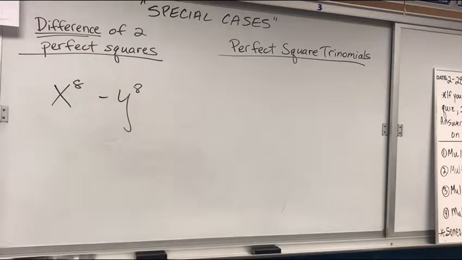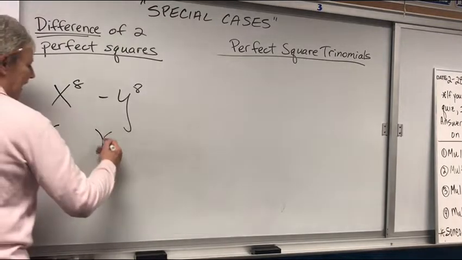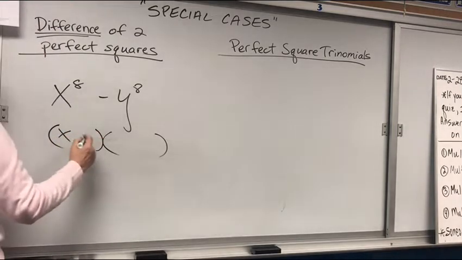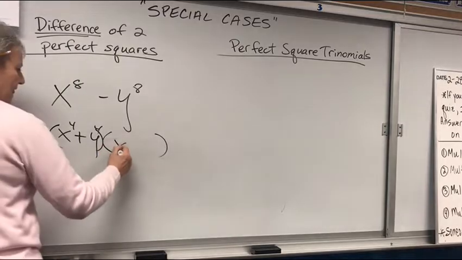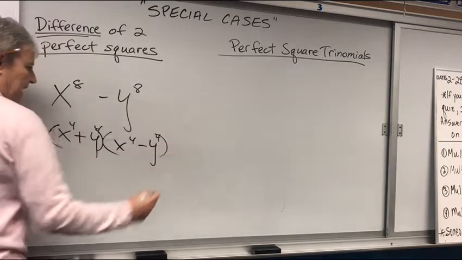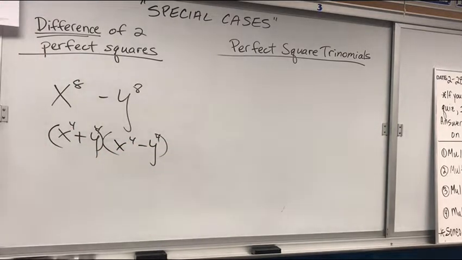Is this two perfect squares? Yes. Every even exponent is a perfect square. What's x to the 4th times x to the 4th? X to the 8. Plus y. I'm not done. Why?